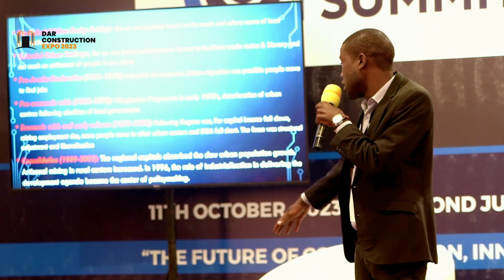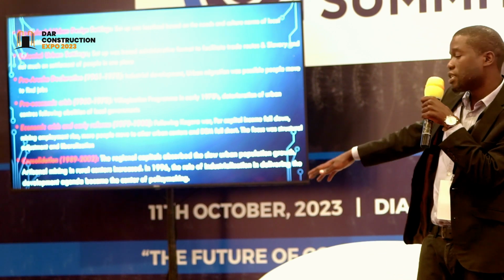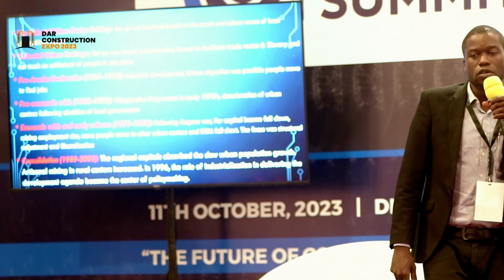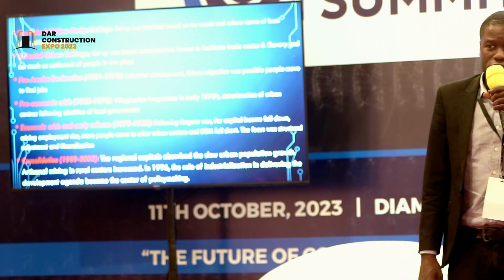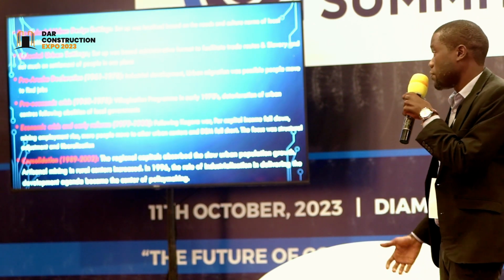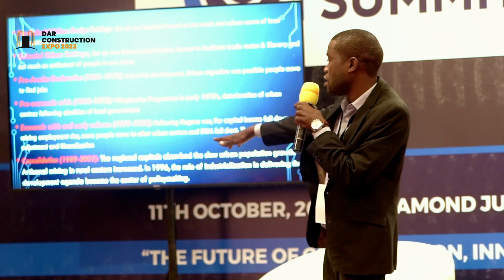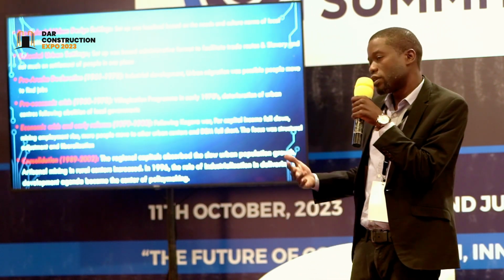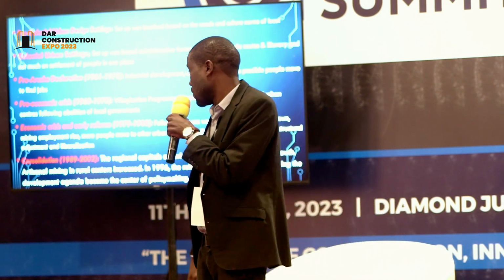And this was also dictated by structural adjustment and liberalization, particularly the reform based on the IMF, where the country was supposed to do this structural adjustment and liberalization. And this is where we start to see cities coming together, especially Dar es Salaam, which was the state capital and also the business capital at the time. After that, we have consolidation, which was characterized by regional capitals absorbing the slow urban population.